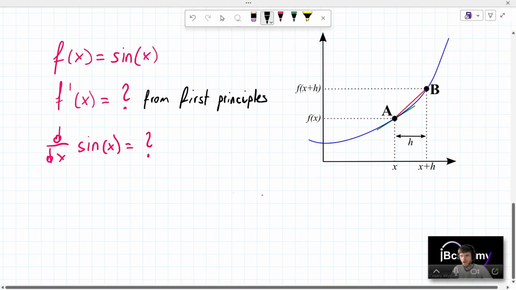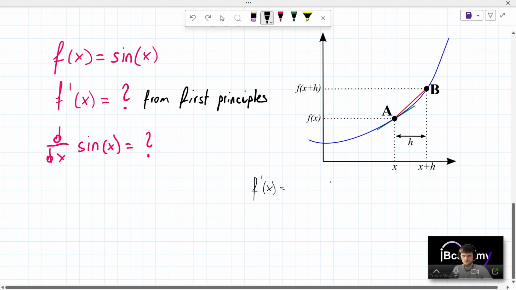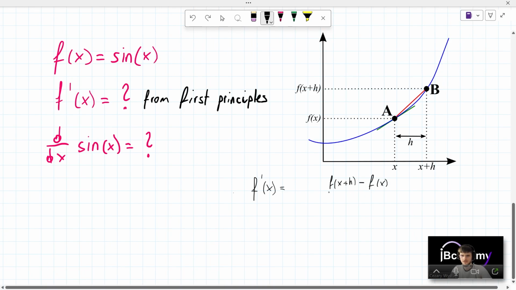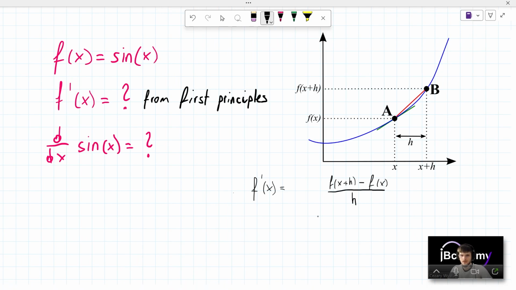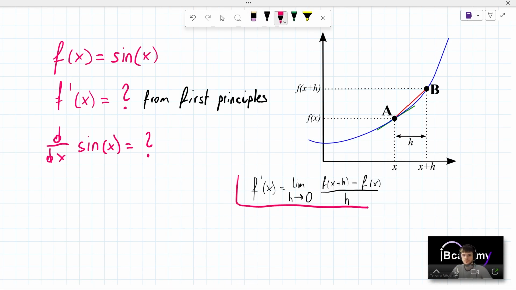So let's bring back the expression for the derivative of f of x in its general form that we derived using this diagram. So this is the gradient between point A and point B, which is the difference in the y coordinates of these 2 points divided by the difference in the x coordinates, when we're trying to make the difference between the x coordinates of these 2 points become 0. That's what this says. So we're essentially going to use this formula now. Let's see where it takes us.